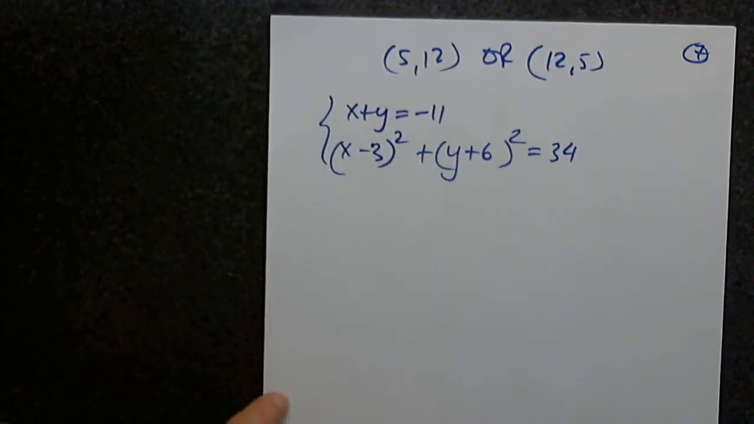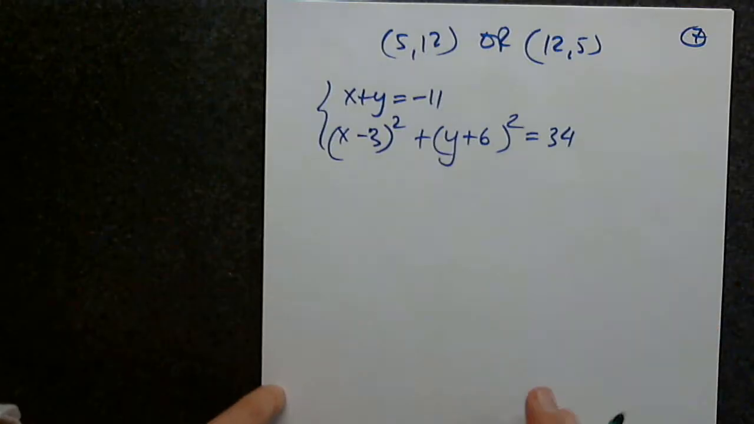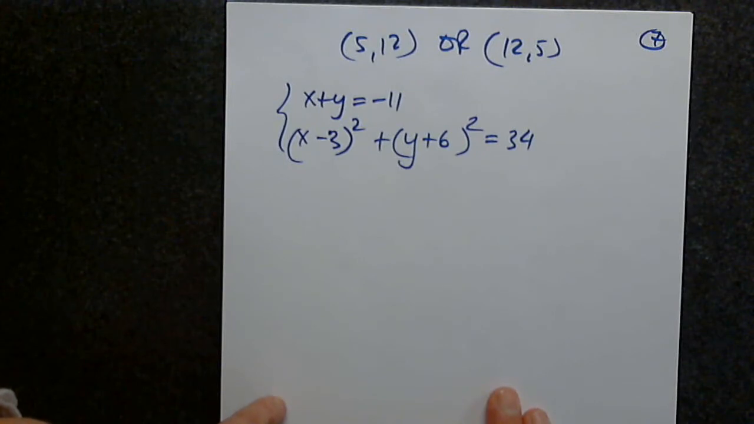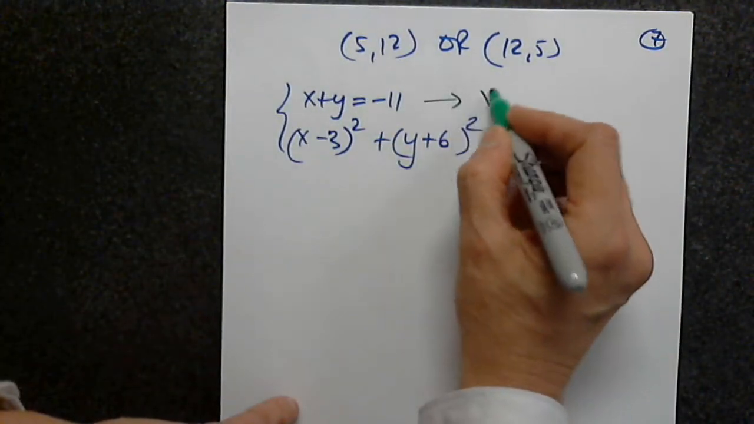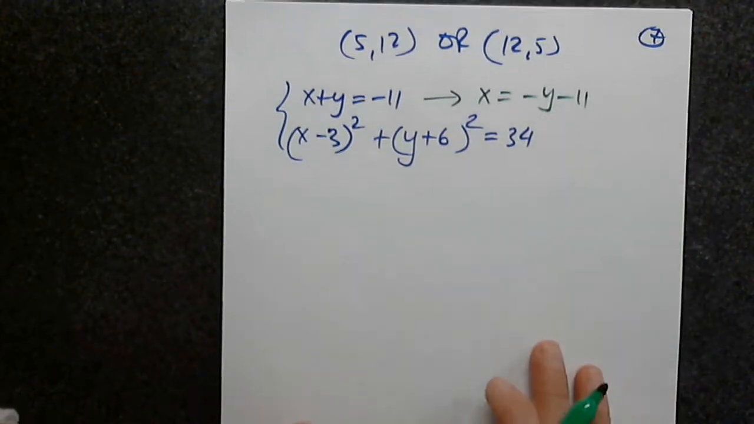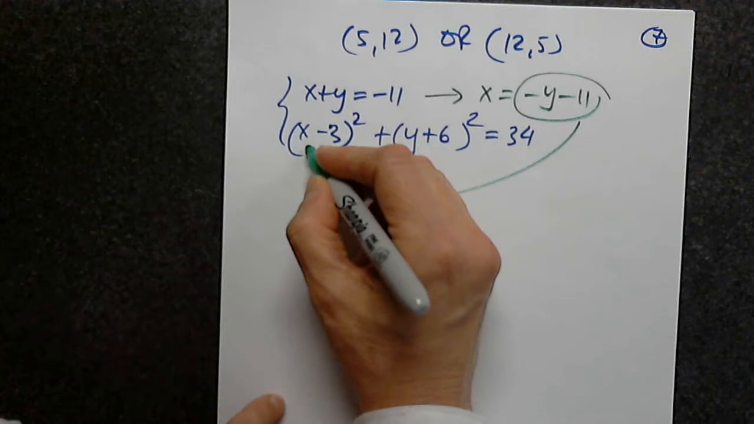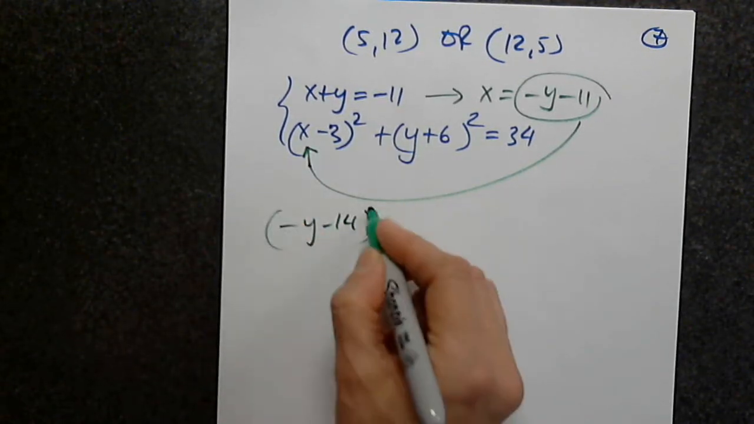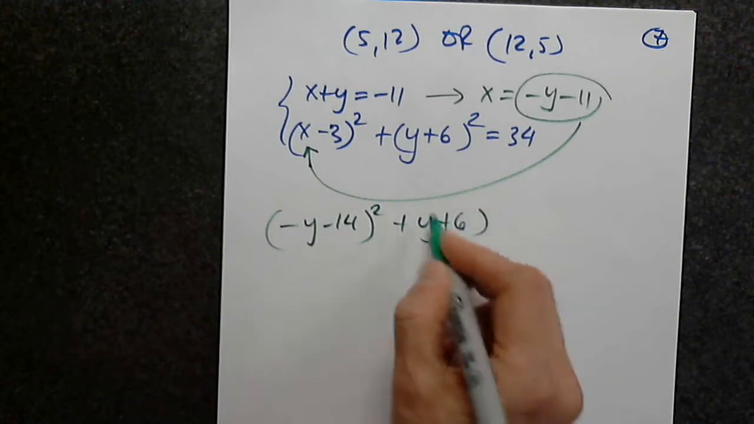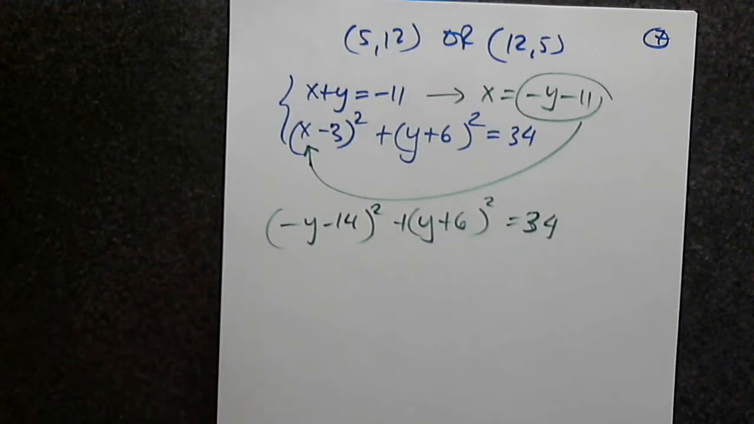Okay, so obviously we cannot eliminate. These are not the same variables, right? So my only chance is to substitute. It doesn't matter what I substitute for, x or y. So let's say x equals negative y minus 11. I'm going to put this in here. So then I have negative y minus 14 squared plus y plus 6 squared equals 34. Is this okay so far?